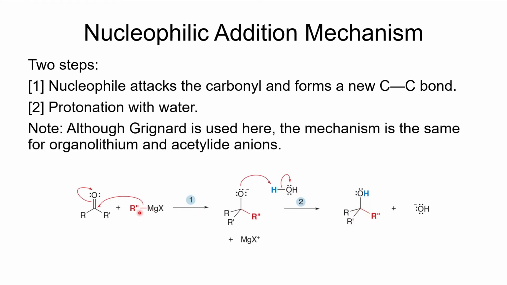Now notice on this, I'm using the Grignard reagent. However, we could do the same thing with an organolithium reagent, and we will get essentially the same reaction occurring. All right, we can also do this with the acetylide anion. If we do this with an organocuprate, it's not going to work, and I'll explain why it doesn't work in just a little bit.